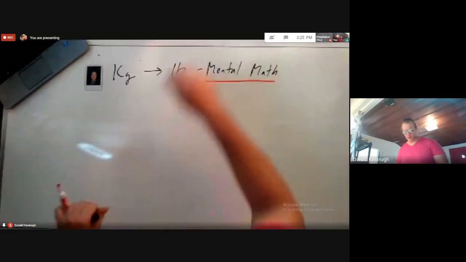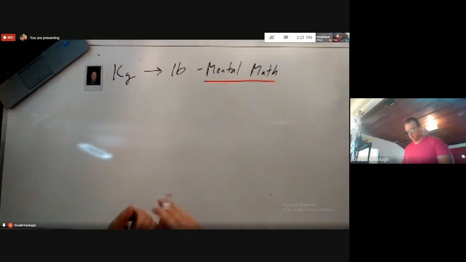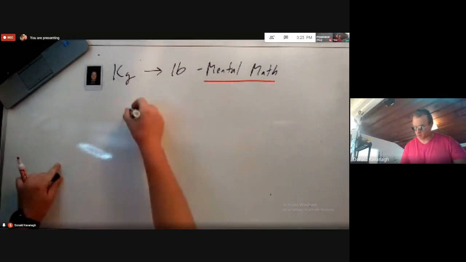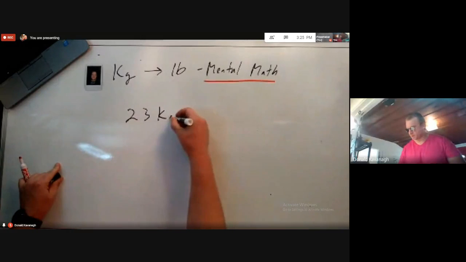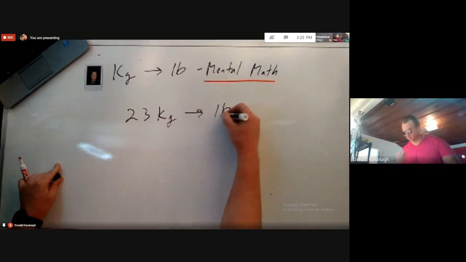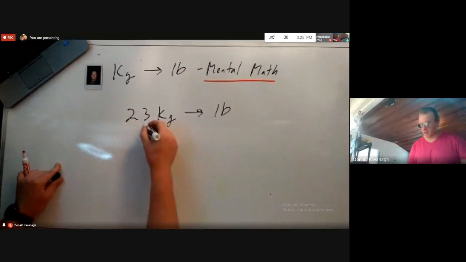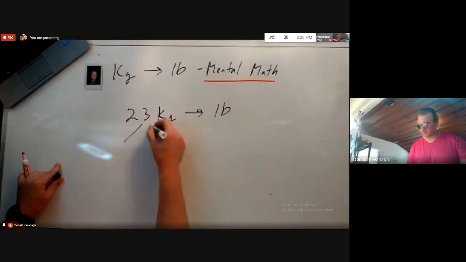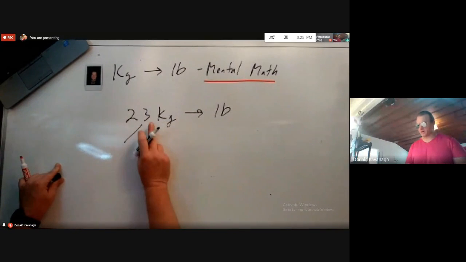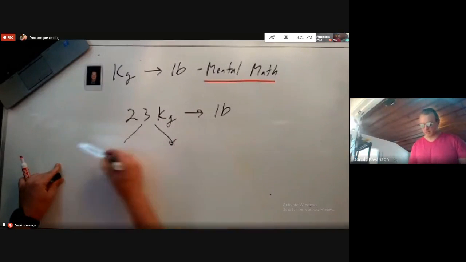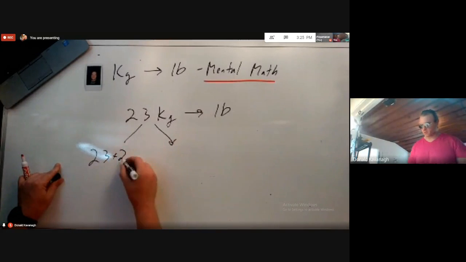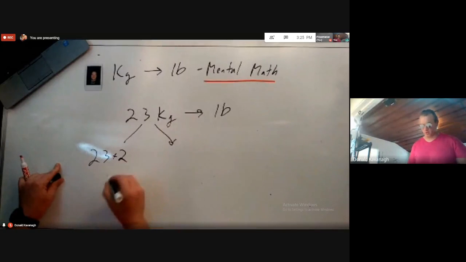Today's the 23rd of September. 23 kilograms to pounds. In my mind, I know that in kilograms, I'm going to get a higher number in pounds, and I'm going to multiply it by 2.2. So in my mind, I'm taking 23 times 2. I try to hold that number in my mind, 46.